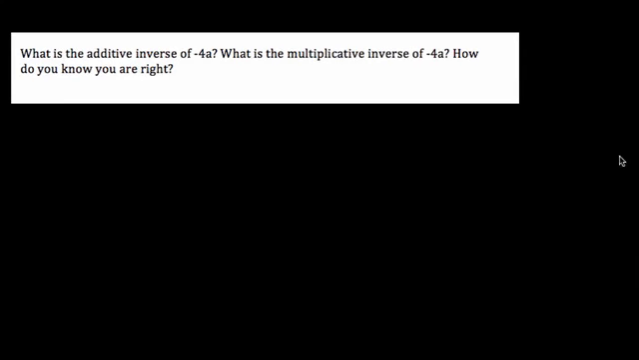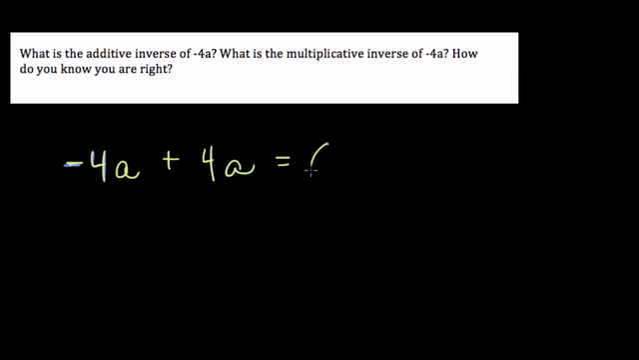Okay, so here the question is, what is the additive inverse of negative 4a, and what is the multiplicative inverse of negative 4a, and how do you know you're right? Well, the additive inverse of negative 4a is just positive 4a. Additive inverses are opposites of each other through addition. In other words, when you add them, you get 0.